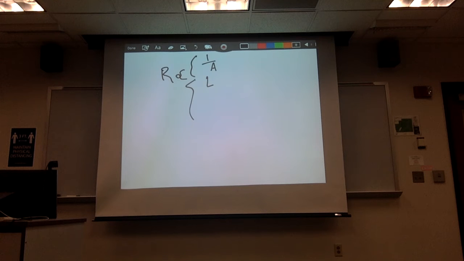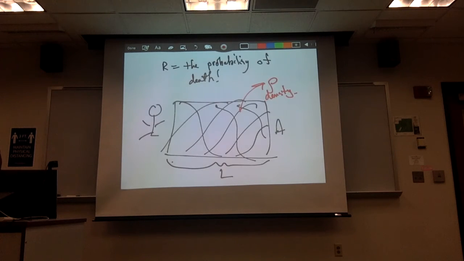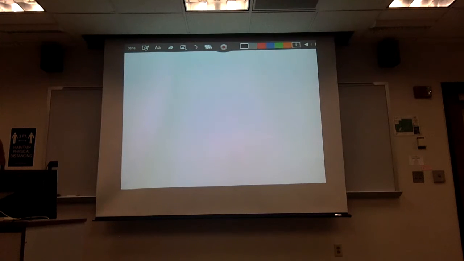What about the density? If I increase the density of the wires, meaning if I start putting in more and more wires here, what happens to his probability of death? Is it going to go up or go down? It's going to go up. Fantastic. So I know this thing is also directly proportional to the density.